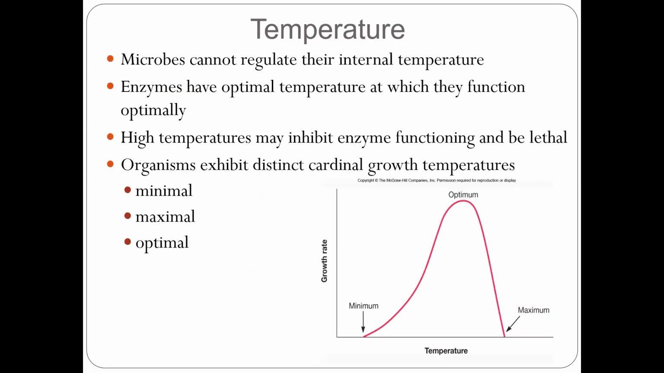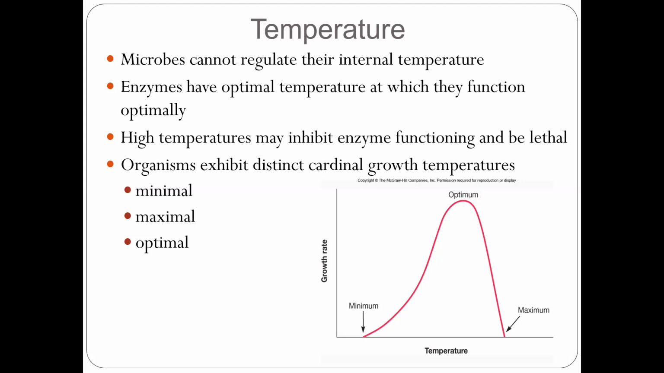Temperature. Okay, bacteria cannot regulate their internal temperature, but they do have an optimal temperature at which they can function optimally. The reason is that temperature is highly related to enzyme function. You know that when you have a fever, 39 degrees Celsius or more than 100.4 degrees Fahrenheit, you're not going to feel comfortable eating, because the enzyme is dysfunctional at higher temperature. The enzyme's optimal temperature is usually around 37 degrees Celsius, okay?